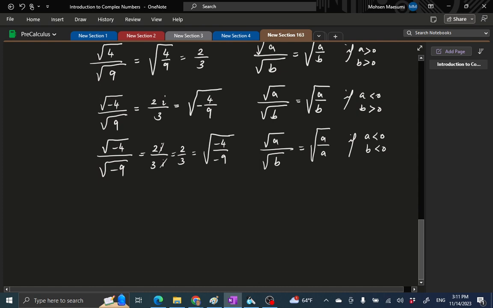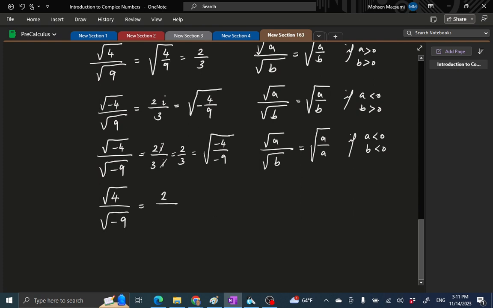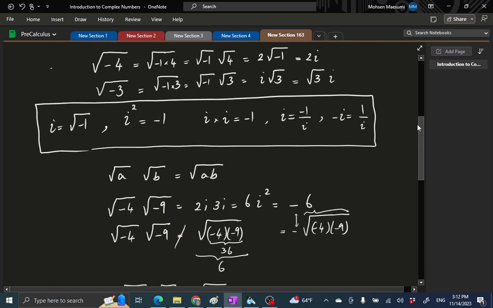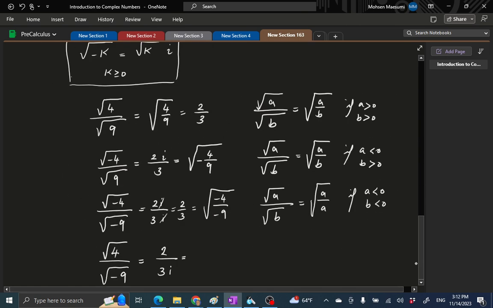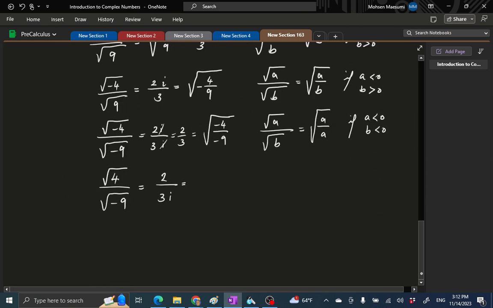What is left? Suppose I have square root of 4 over square root of -9. What is that? Well, this one is 2. This one is 3i. 2/3, well, that's our regular 2/3. What is 1 over i? We mentioned 1 over i is minus i. So minus i pops in. So this is minus i times 2/3.